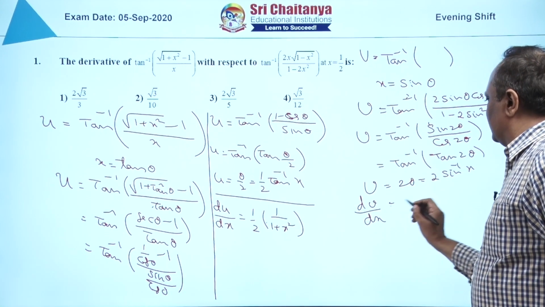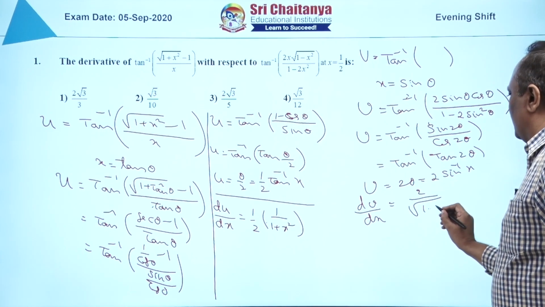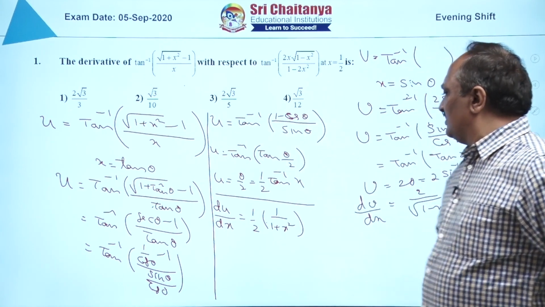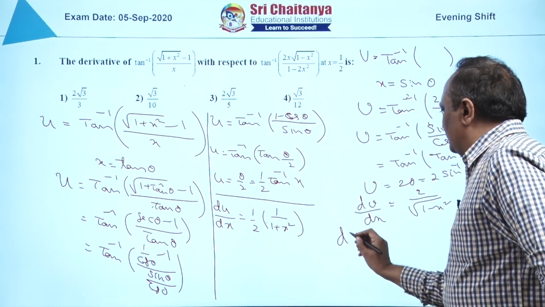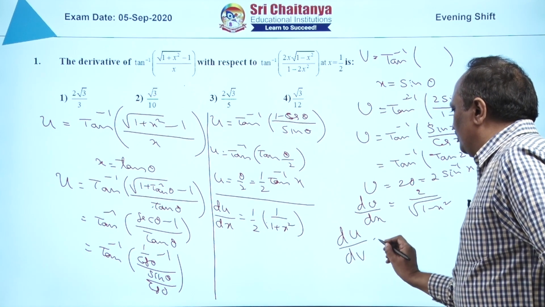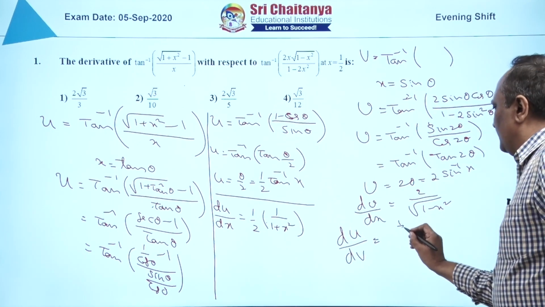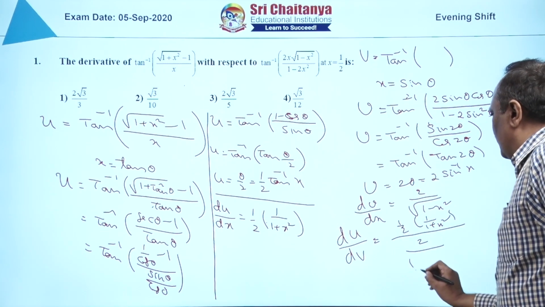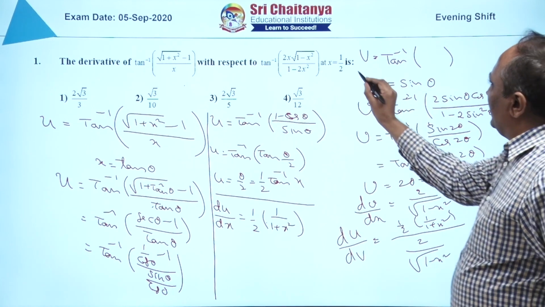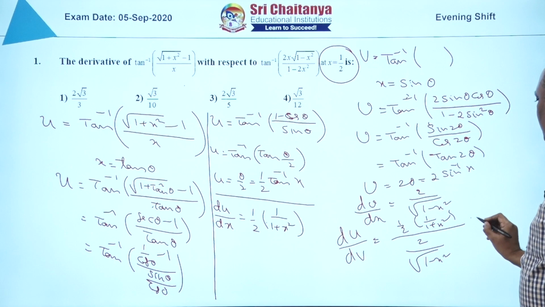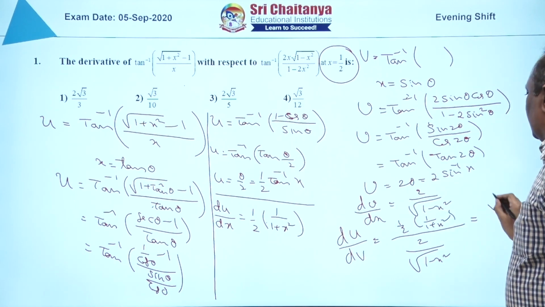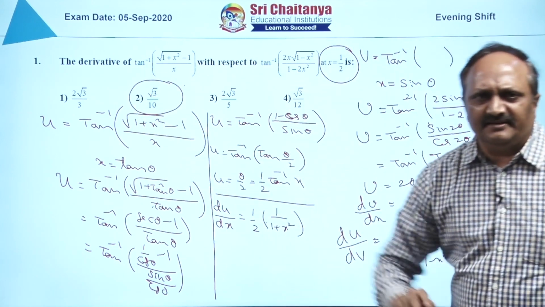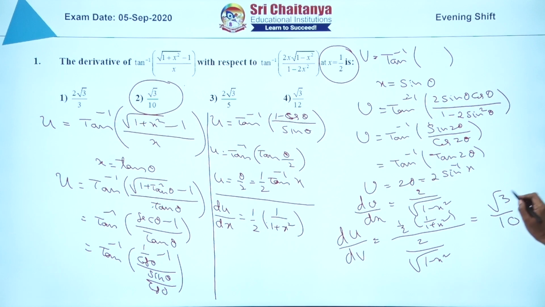dv by dx is nothing but 2 by root 1 minus x square. Our aim is derivative of the first function with respect to the second function, that is we have to find du by dv. Du by dv is nothing but this value, 1 by 2 into 1 by 1 plus x square, whole divided by 2 by root 1 minus x square, and at x equal to 1 by 2 given, substitute x equal to 1 by 2, it gives root 3 by 10, and it is given in second option. So, the answer is root 3 by 10 for this question.